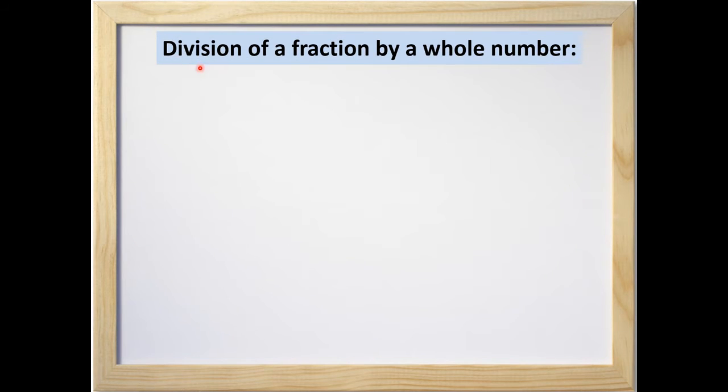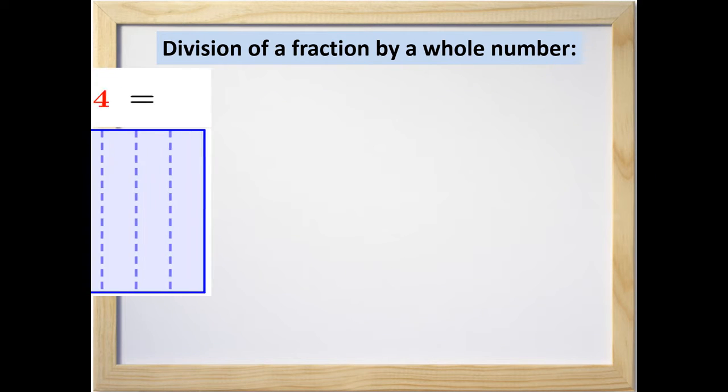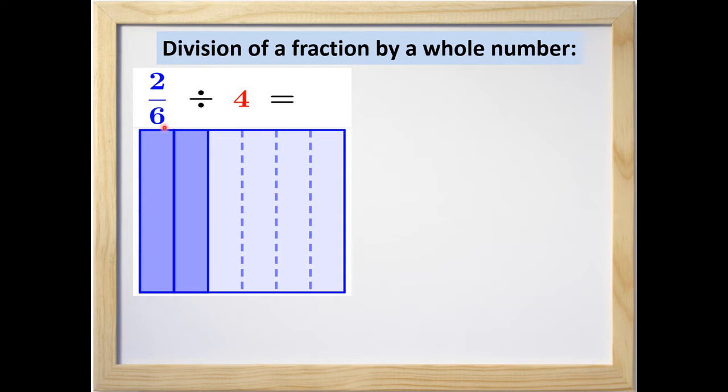Children, now we will learn the division of a fraction by a whole number. Let us take an example, 2 by 6 divided by 4. From the figure we can see that the whole is divided into 6 equal parts and 2 parts are shaded. So 2 by 6 is represented by this figure.